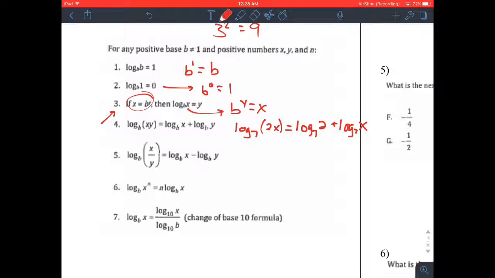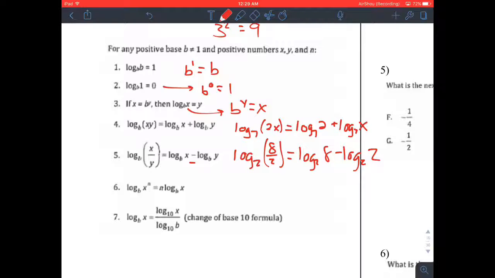The next one, number 5, says that if you're dividing your argument, then you can subtract two separate logarithms with the same base. So an example, say that we had log base 2 of 8 over 2. That's the same as saying log base 2 of 8 minus log base 2 of 2.